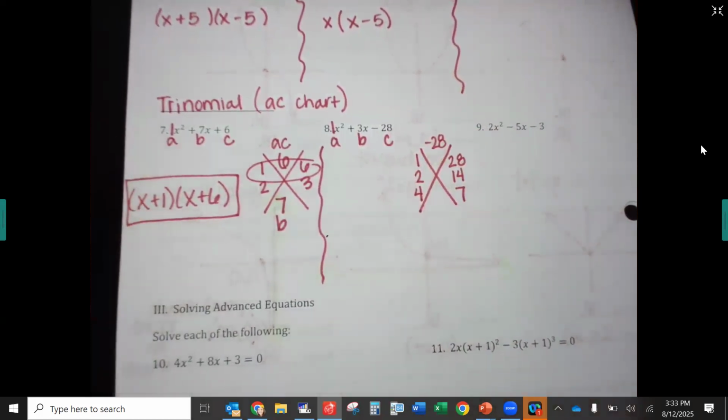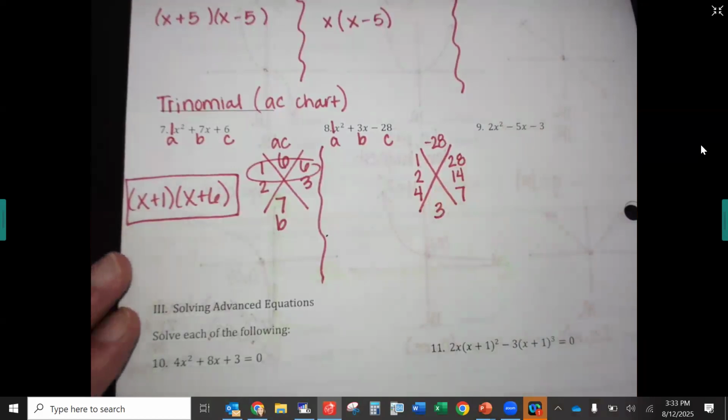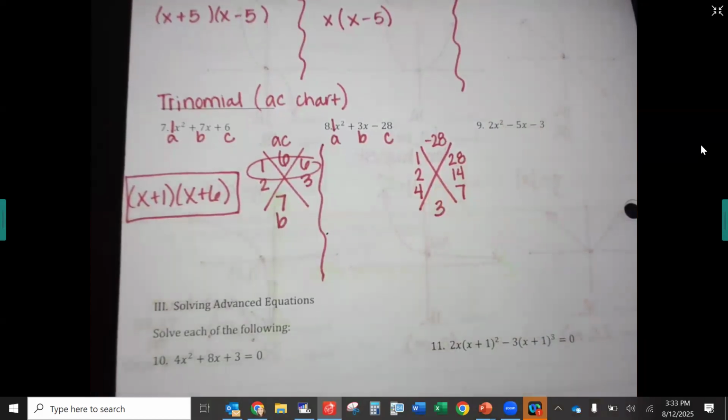Okay, then my bottom number is my B in the middle. It's a 3. Okay, but there's one important thing you have to remember about your AC chart. If your AC is positive, you're trying to add to get that bottom number. If your AC chart has a negative number at top, you're trying to subtract to get this.